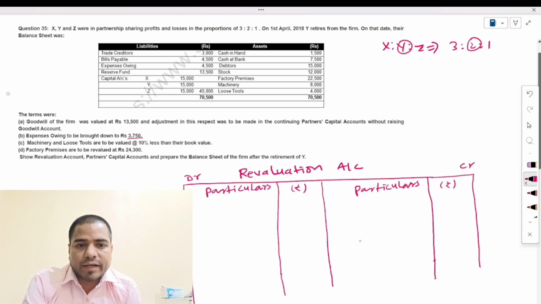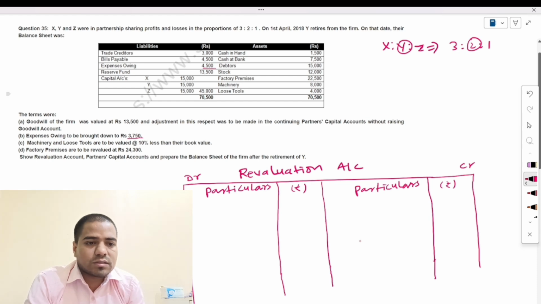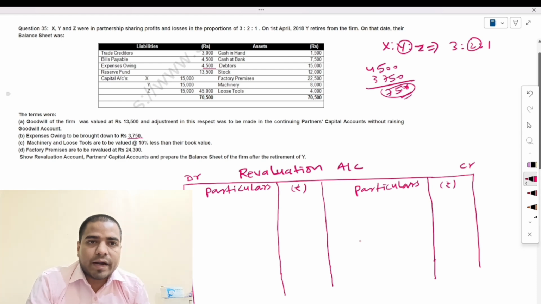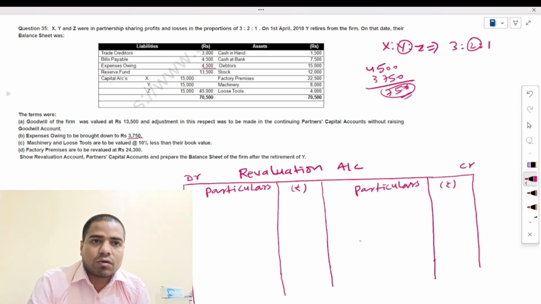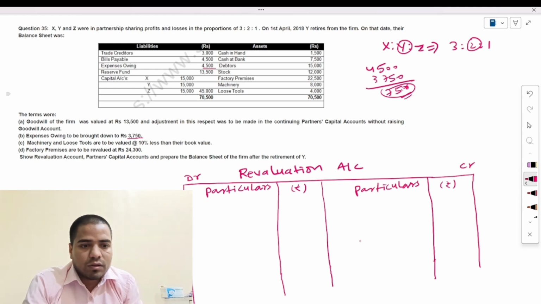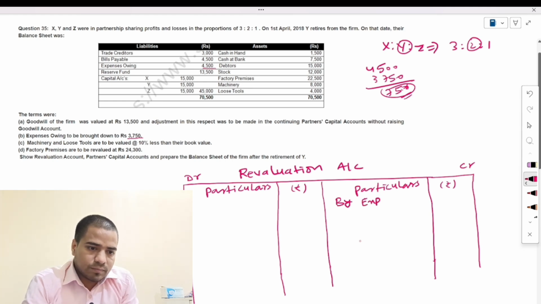Expense owing to be brought down to 3,750. What was the expense owing here? 4,500. How much is reducing here? Liability 3,750. It means 750, your liability is decreasing here. And if the liability is decreased, then what entry will you pass? Liability account debit to revaluation account. So we will show here by expense owing.